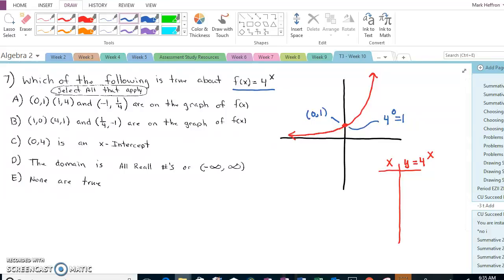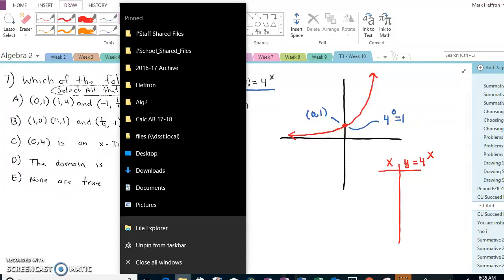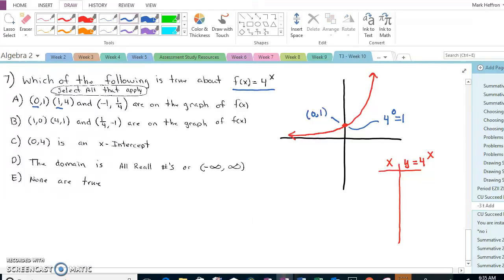When x is 0, 1, negative 1, and maybe I'll check 1, 4, and 1/4 just to see if those come up. So when I use 0, 4 to the 0 is 1, that's our y-intercept. When I try 1, 4 to the 1 is 4, and when I try negative 1, I have 4 to the negative 1, well that's like 1 over 4 to the 1, or just 1/4. So all those points are looking good.